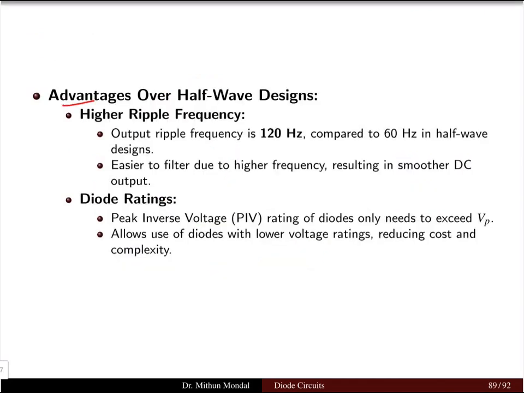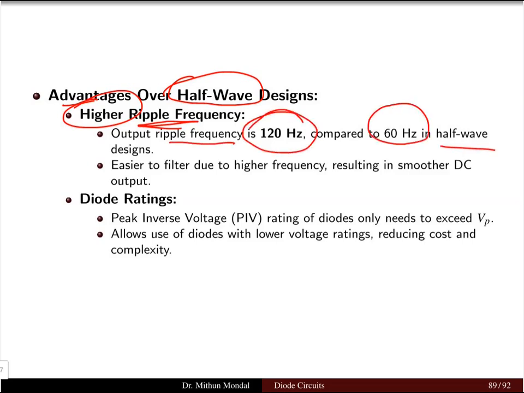So what are the advantages when we go with full wave over the half wave design? First, the ripple frequency will be higher. The output ripple frequency will now be 120 Hz, which was 60 Hz in the half wave design. And the filter will be easier because due to the higher frequency, it will smooth the DC output. So when we go with a higher frequency design, the DC output we are getting is much better.